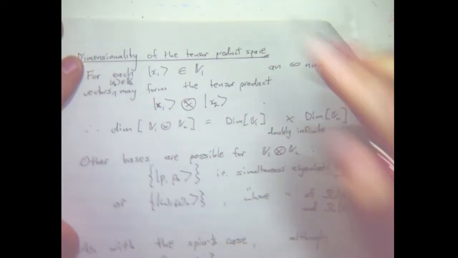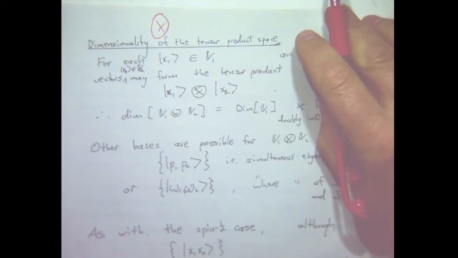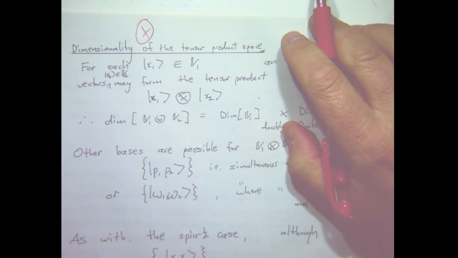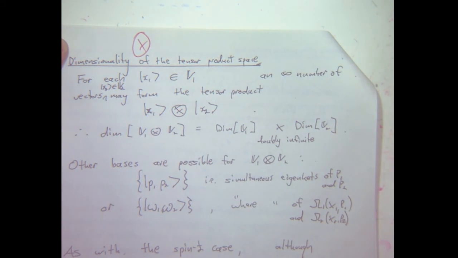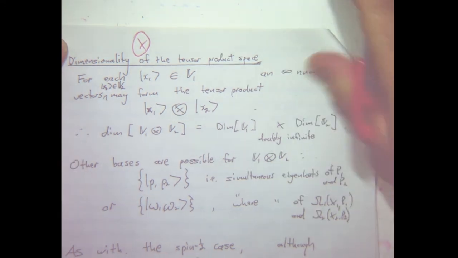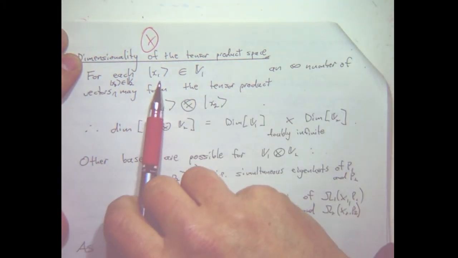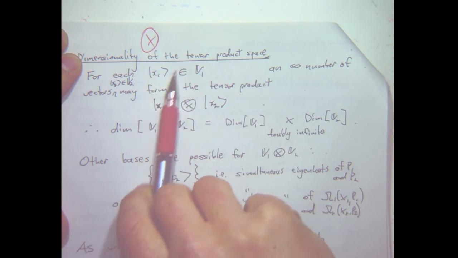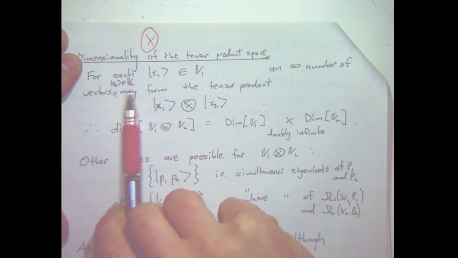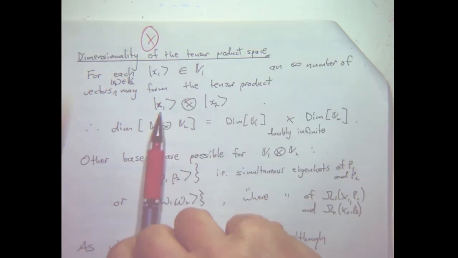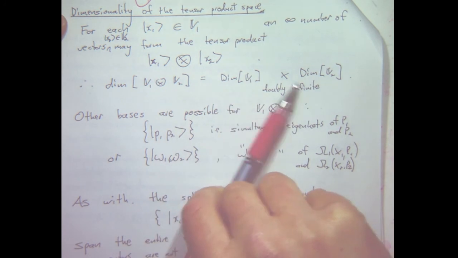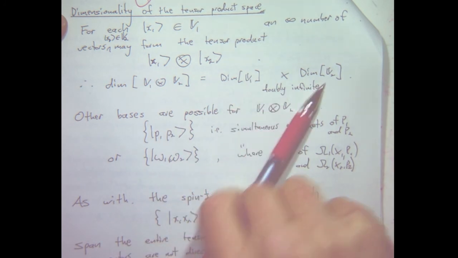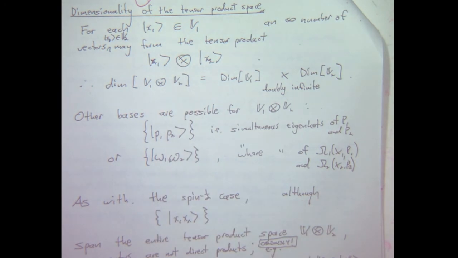The space you get when you do this operation on two vector spaces is called a direct product space, or a tensor product space. The relationship with tensors may or may not emerge by the end of this, in the next two lectures. But yeah, it's related to tensors. Anyway, for each ket in V1, there are an infinite number of those, and there are an infinite number of basis kets in V2, position basis kets. The dimension of the tensor product is the dimension of one space times the dimension of the other space. In the case of the position bases, it's just doubly infinite.